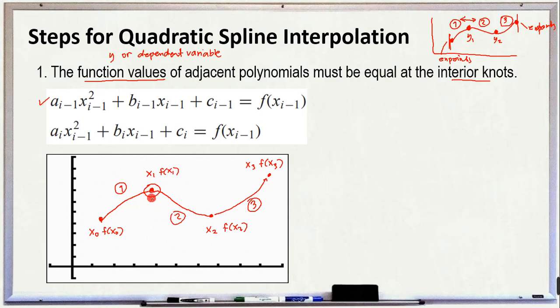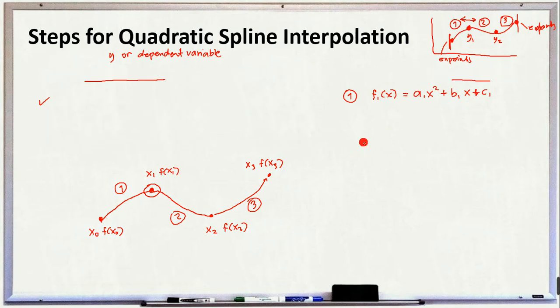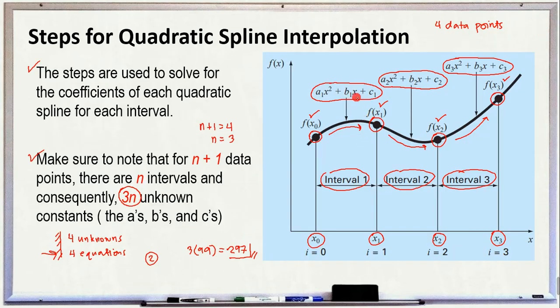Nakuha ninyo? And then the representation for quadratic number 1, dili lang nato ibutang ha, that is f1 na lang pod. f1 of x equals a sub 1 x squared, okay, x squared plus b sub 1 x plus c sub 1. Okay, this is from the previous slide.